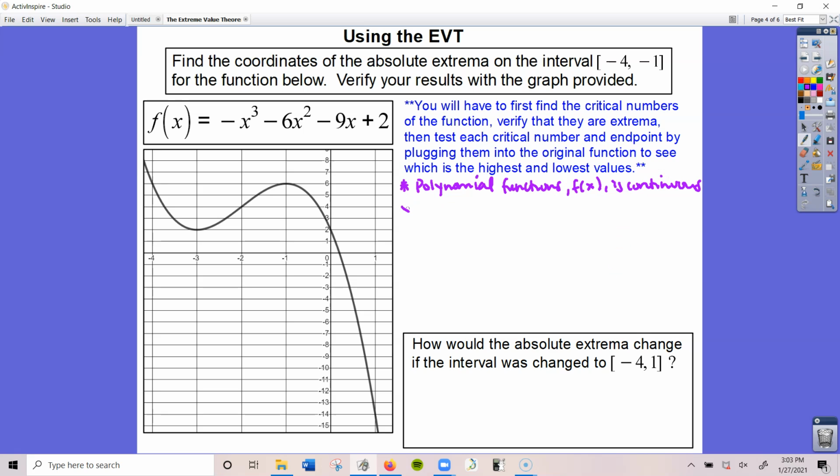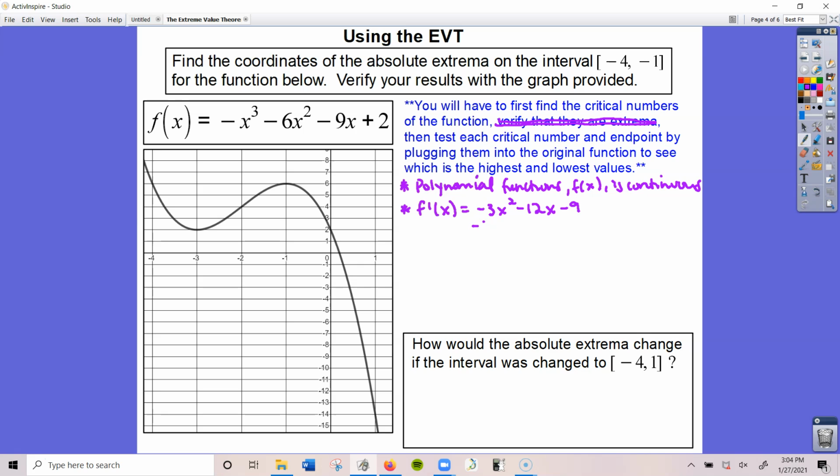Now, in order to actually use it, first we will have to find the critical numbers of the function. We don't necessarily have to verify that they are extrema. I mean, it's helpful to know, but we don't need to. Then we're going to test each critical number and the endpoints, since remember, absolute extrema can also occur at the endpoints, by plugging it into the original function and then to check which is the highest and which is the lowest value. So f prime of x is equal to -3x squared minus 12x minus 9.